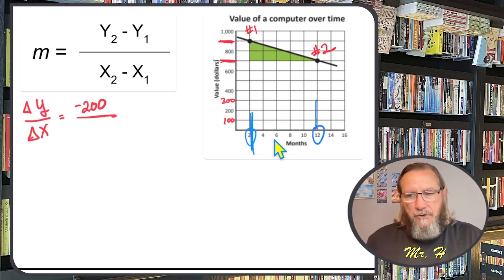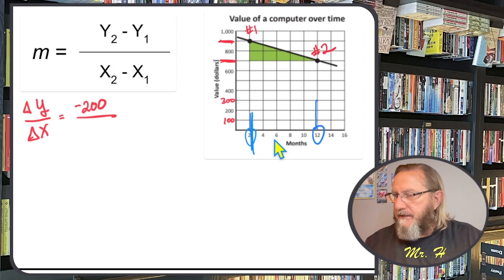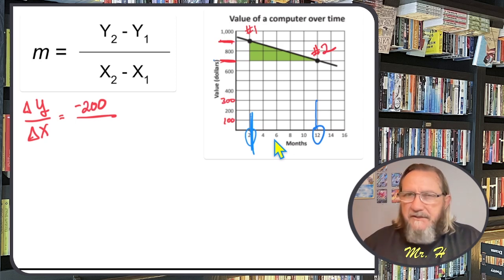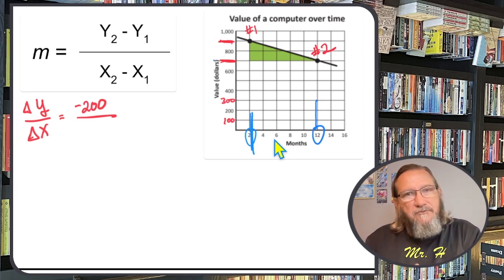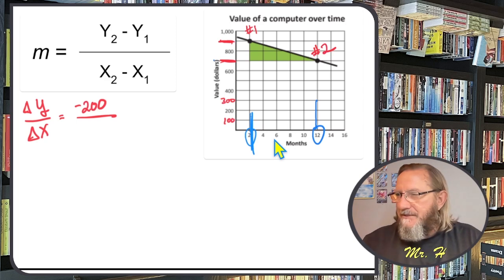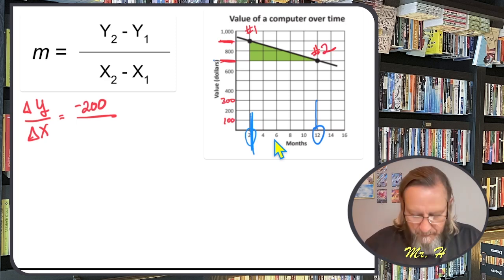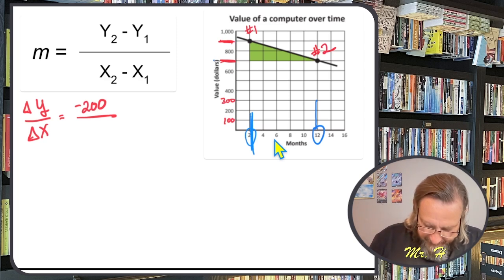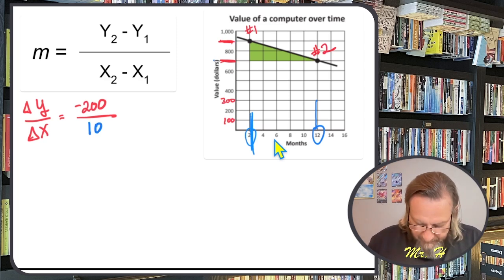So it's gone from 2 to 12. If I wanted to count that, I would count 1, 2, 3, 4, 5 grid lines. But it's not 5 because each grid line is worth 2. Keep your eye on the scale. It's actually going up 2, 4, 6, 8, 10 units. So delta x is going to be 10.